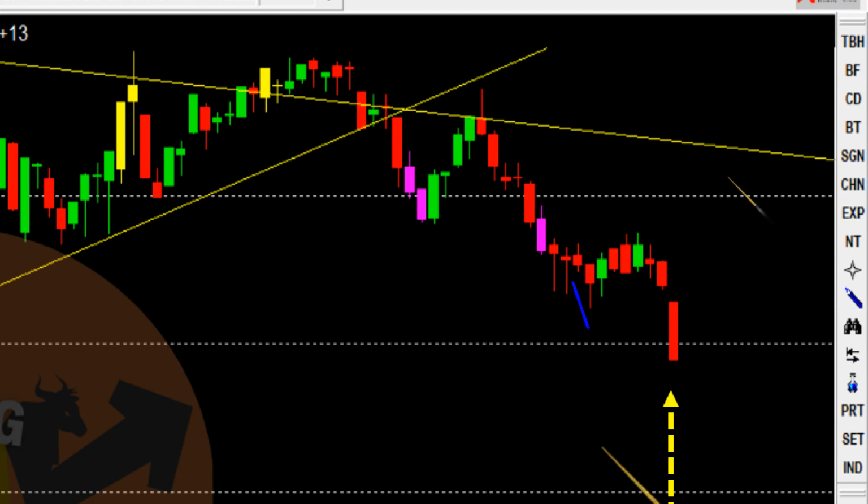Here is a short-term bottom. From this candlestick, this is candle 0. After candle 0, this is the first new high, this is the second new high, and this is the third new high. 1, 2, 3, 4, 5.